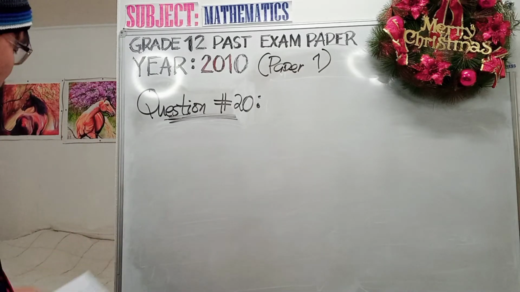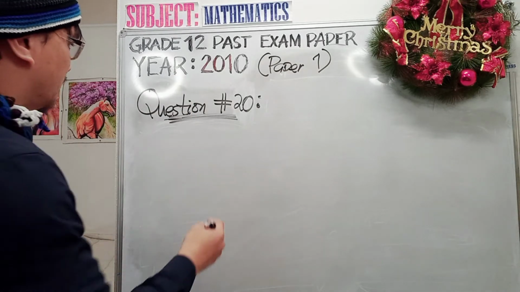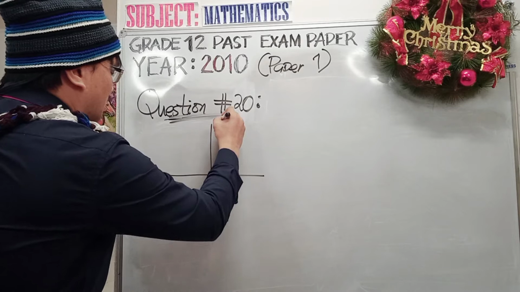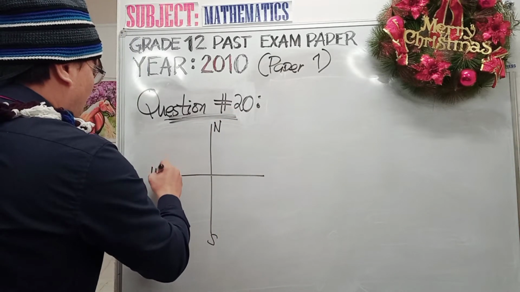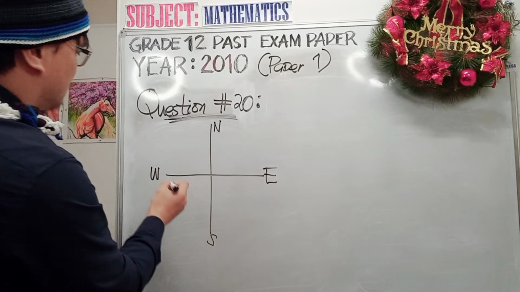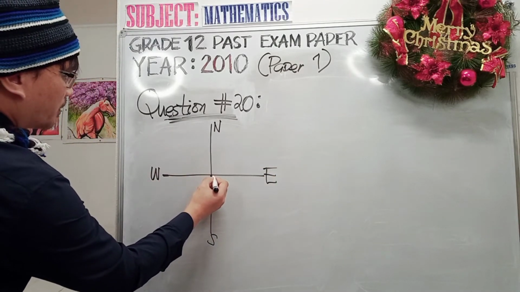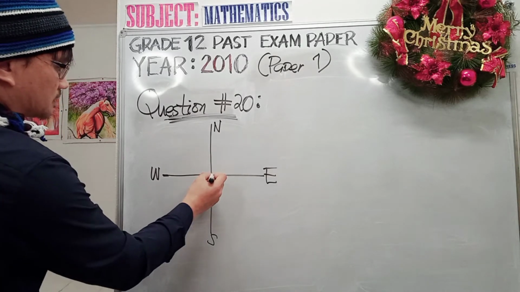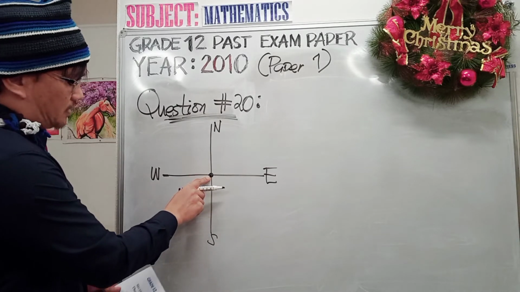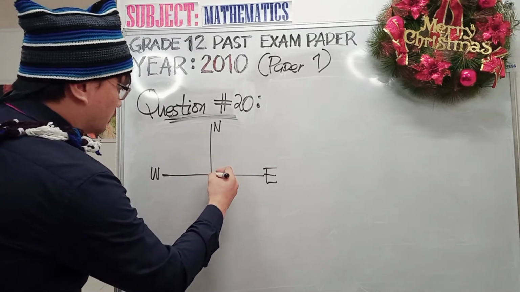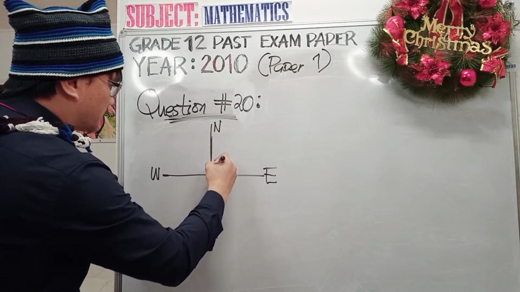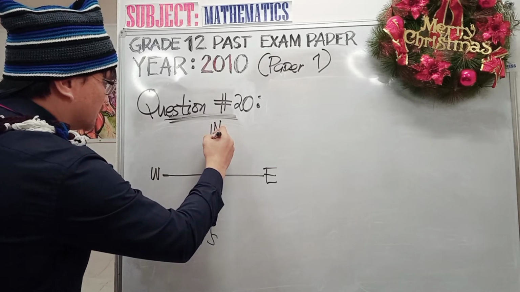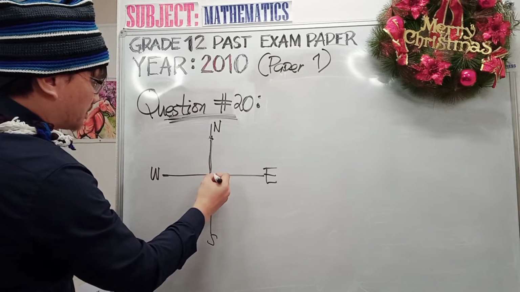A light aircraft takes off. When it comes to trigonometry and bearing, it is best for you to draw this. This is north, south, this is west, and this is east. The point of origin is always the starting point in every problem. So the plane started here at the point of origin, flying due north, and reaches here.